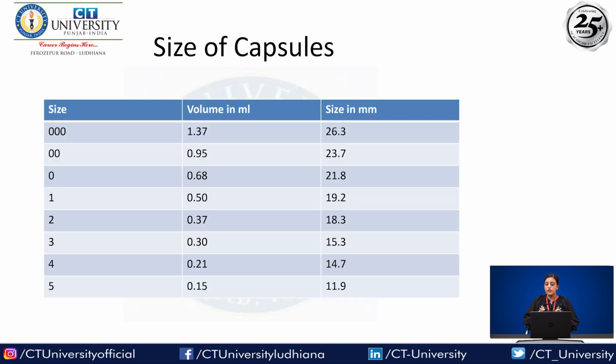After the sizes of capsules, there is also the volume and size in mm. The volume that can be filled in a capsule in mL and the size in mm we should know. In size 000, the volume is 1.37 mL and the size is 26.3 mm. In size 00, the volume is 0.95 mL and the size is 23.7 mm.